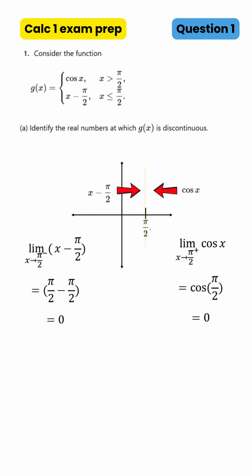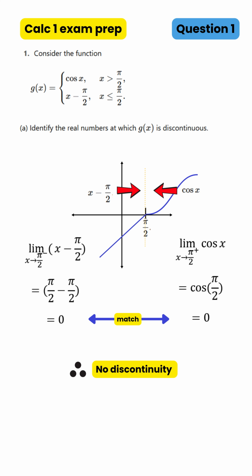In this case, both limits are 0, and the function's value at x equals pi over 2 is also 0. Everything matches, so there is no discontinuity. The function is continuous everywhere.